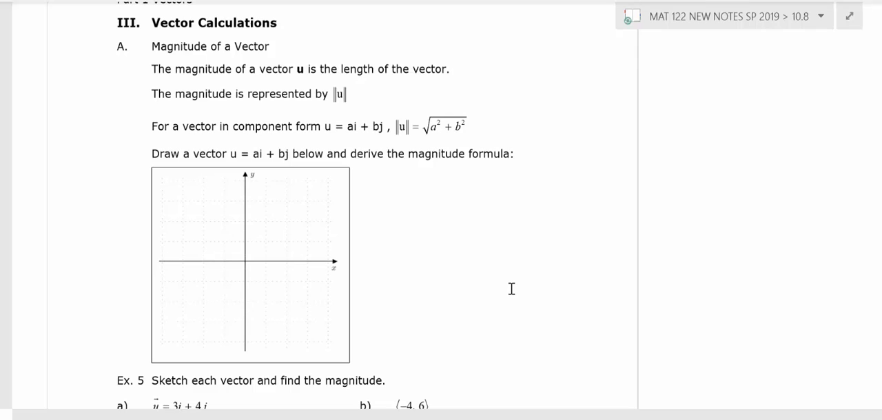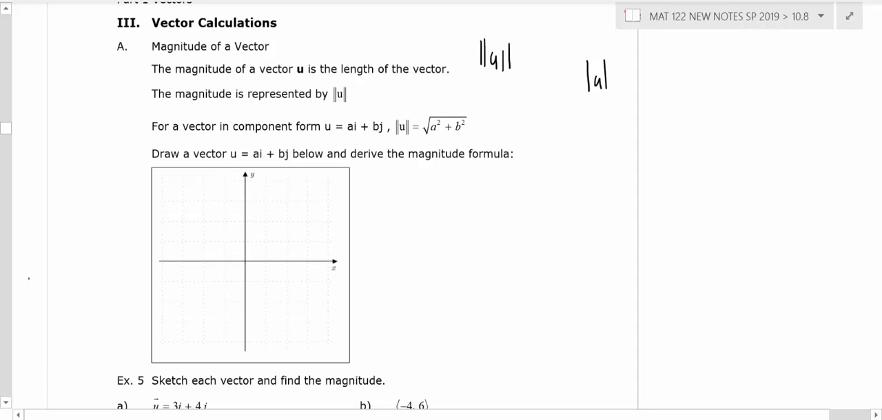First thing I'm going to talk about a little bit is the magnitude of a vector and what we mean by that. Basically, the magnitude of a vector represented by u is just the length of the vector. We usually represent it by the double bar u, although I noticed our textbook just does this, which looks like an absolute value. I really don't prefer it that way, so I use the double bar. If you have a vector in component form, ai plus bj, then the magnitude is the square root of a squared plus b squared.